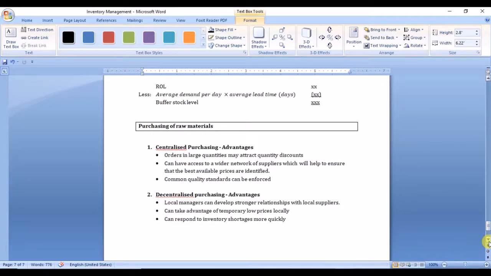For example, when you talk about decentralized purchasing, you can say that quantity discounts will not be obtained and common standards cannot be maintained. Likewise, advantages of one can be converted into disadvantages of the other. So have knowledge about centralized and decentralized purchasing.